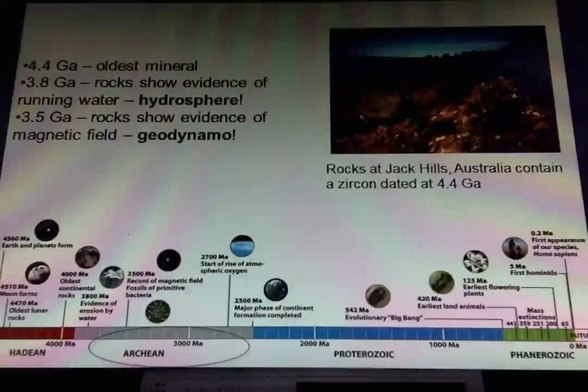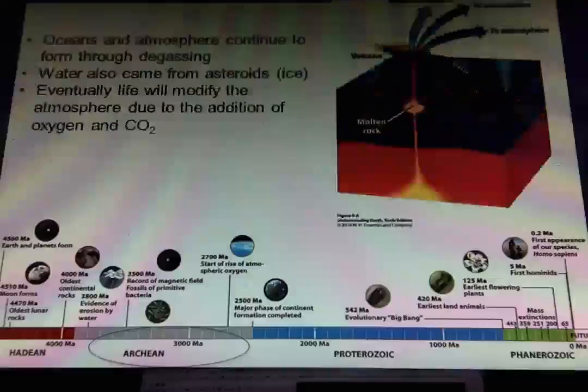3.5 billion years ago, thinking back to our last class, the geodynamo, the magnetic field that exists within the planet because of the actions of the core and the liquid outer core. We have evidence from 3.5 billion years ago of magnetic fields. 2.5 billion years ago, large continents have begun to develop. Oceans and the atmosphere continue to form during this time period through degassing. So water begins to be recorded. We have initial evidence of a hydrosphere, of flowing water.